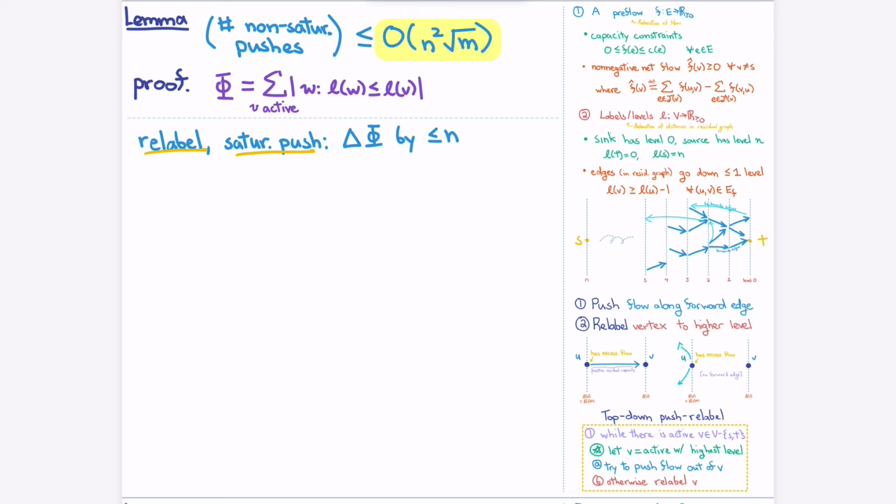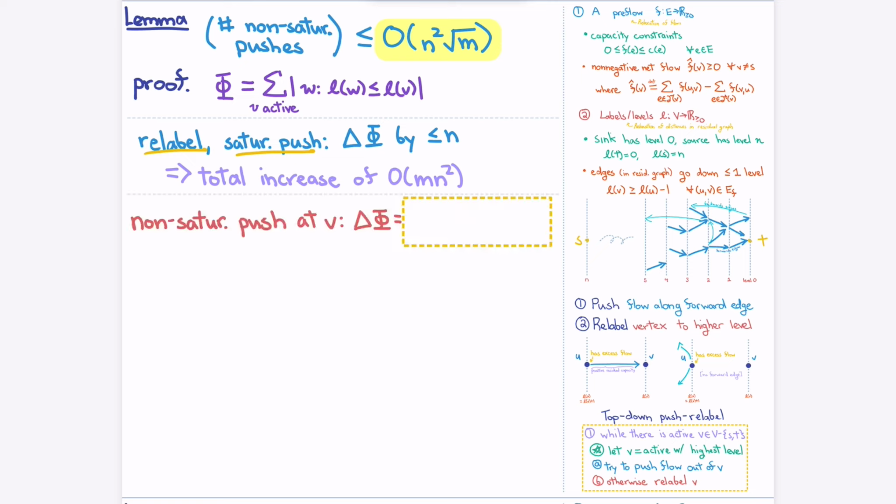All right, so that means over the course of the algorithm, the potential can only go up by so much. Okay, total increase of mn squared. Now we're going to try to argue that the non-saturating pushes decrease the potential by a lot and get a better bound overall. We have to argue that it actually decreases by more than one, because we're trying to get this n squared square root m. So, any ideas? Maybe, probably not. Okay.